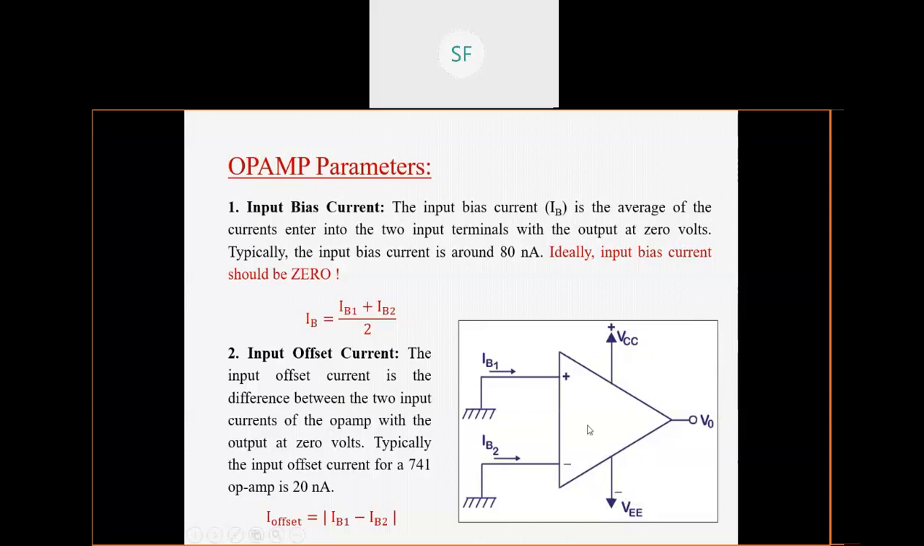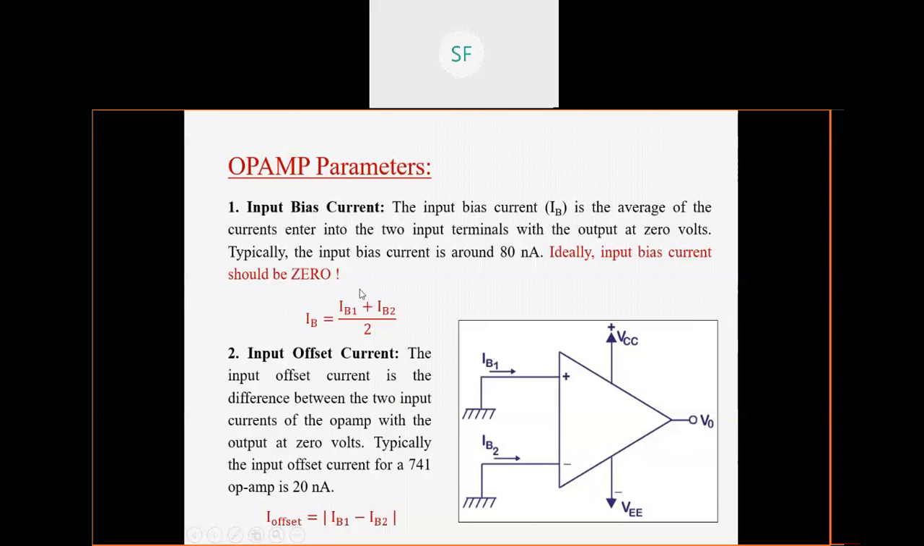In order to work, your operational amplifier requires a dual power supply. Dual means if you give +12 volts here, then below you will give -12 volts. Okay, a plus-minus combination, and this is your output.